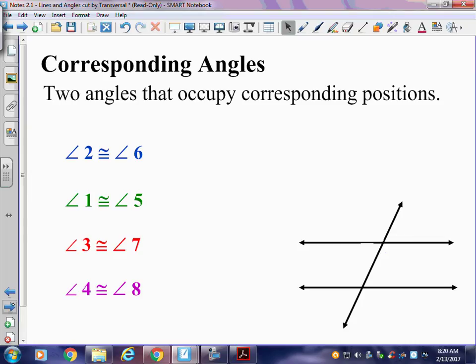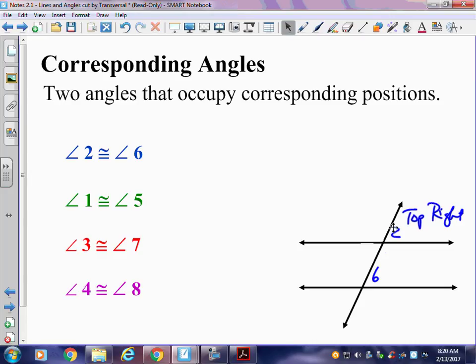So here we have corresponding angles. And so what they want us to do with this is locate these angles on a picture and label them so that we can say where they're located is definitely corresponding. So with angle 2 and 6, we're going to put 2 here and 6 here because they're in the top and the right side of the line.